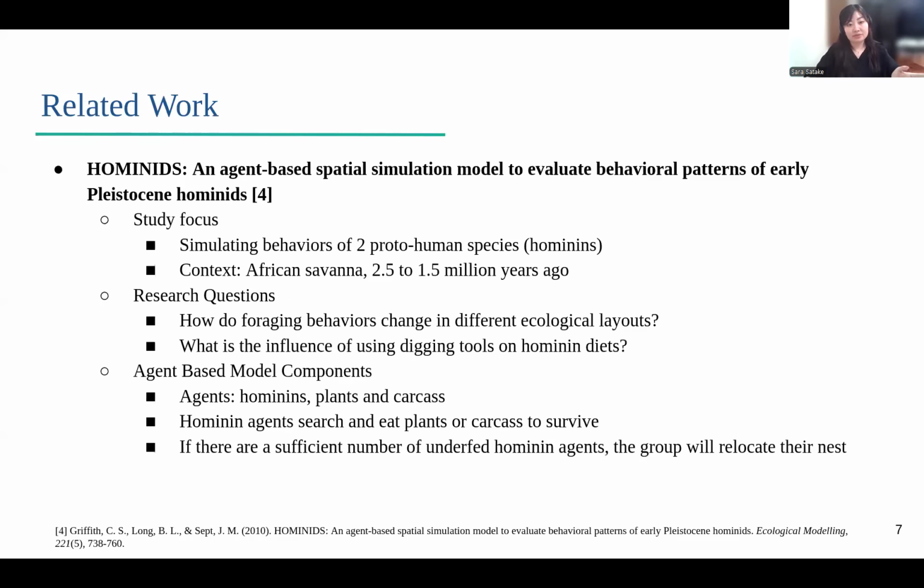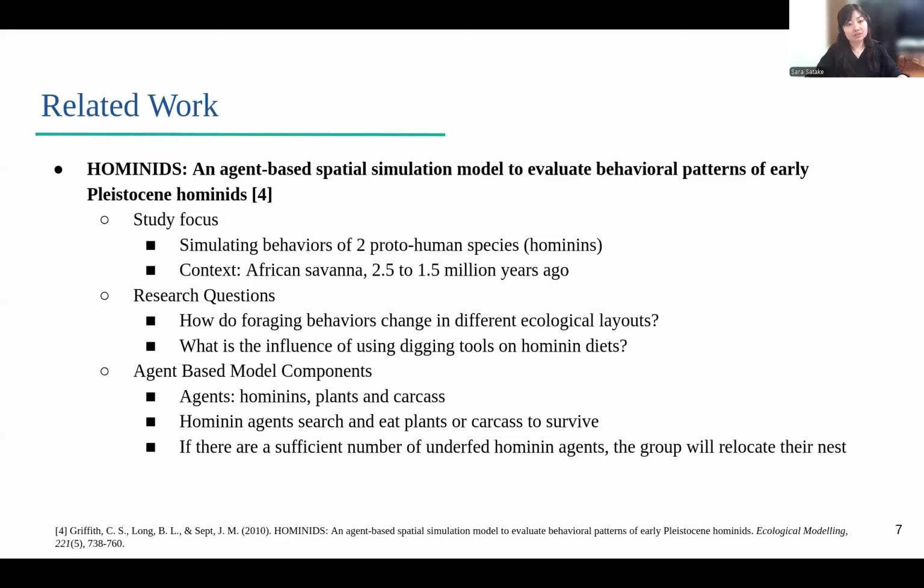So we have this work. It's called Hominid and Agent-Based Spatial Simulation Model to evaluate behavioral patterns of early Pleistocene hominids, where the authors were interested in simulating behaviors of two species of proto-humans that are called hominids. And they lived in the African savanna between 2.5 and 1.5 million years ago. And they had some questions to be answered, like how foraging behaviors change in two different ecological layouts, and what's the influence of the use of digging tools in hominin diets.